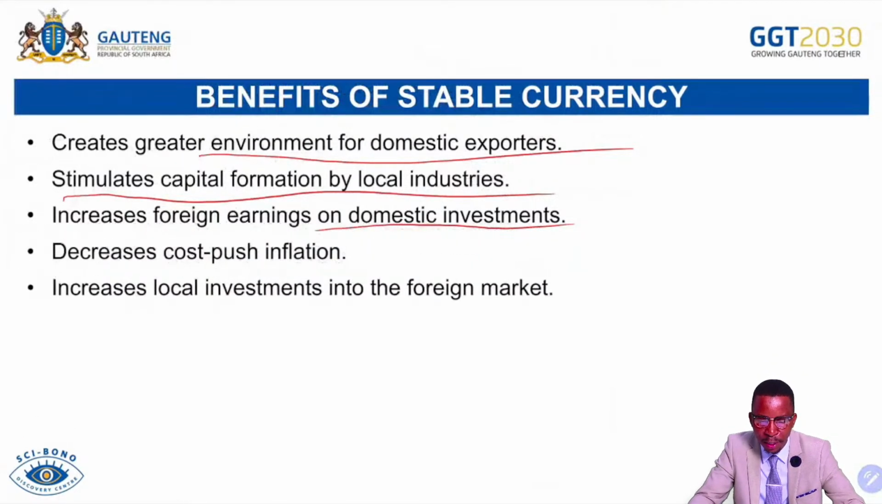Increase local investment into the foreign market. That will allow local firms to invest easily into the global market because we can afford more of their currencies abroad.